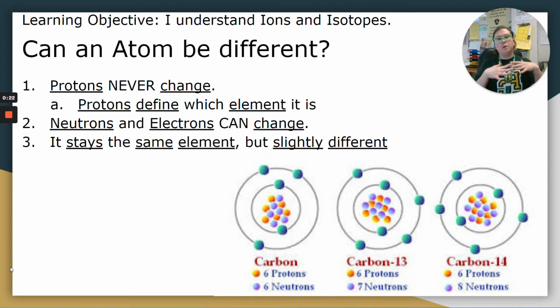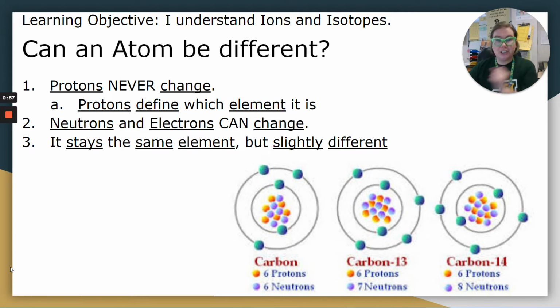Right now we've taught you what the protons, neutrons, and electrons are for an atom that's neutral, that is not being different, but there are some things that can change about an atom. So first of all, protons never change. They're the one thing inside of our atom, protons, neutrons, or electrons, that will never change. If the protons were different, it would be a different element, because that's literally what defines the element. Protons define the element. The neutrons and the electrons can change.